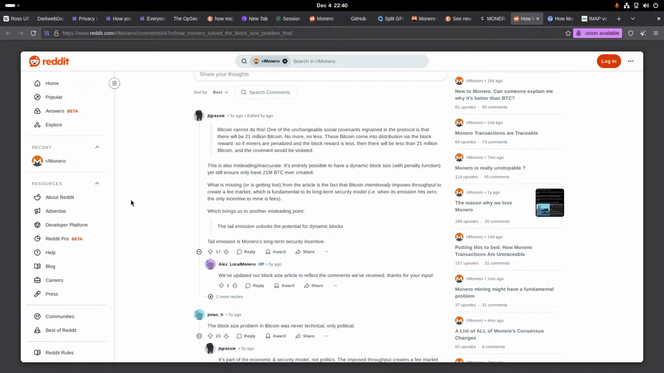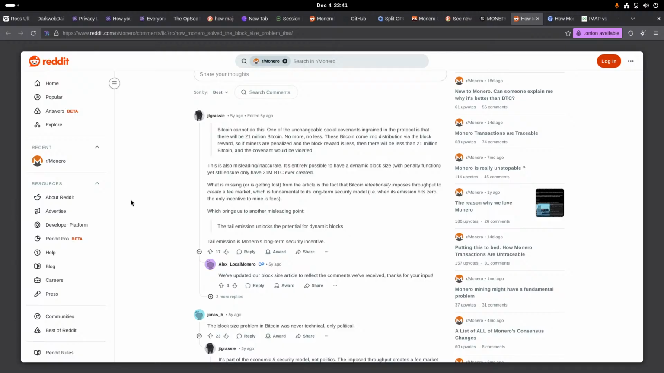This also is misleading and inaccurate. It's entirely possible to have a dynamic block size with a penalty fault, yet still ensure there's only 21 million BTC ever created. What is missing or getting lost from the article is the fact that Bitcoin intentionally imposes limited throughput to create a fee market, which is fundamental to its long-term security model. When emissions hit zero, the only incentive is to mine fees, which brings us to another misleading point. The tail emission unlocks a potential dynamic for blocks.